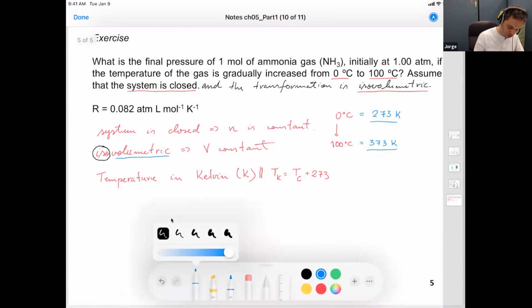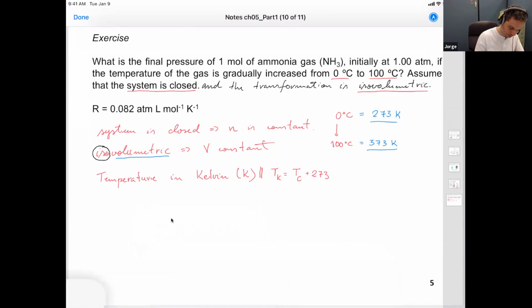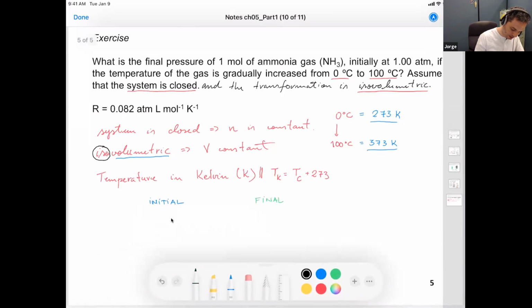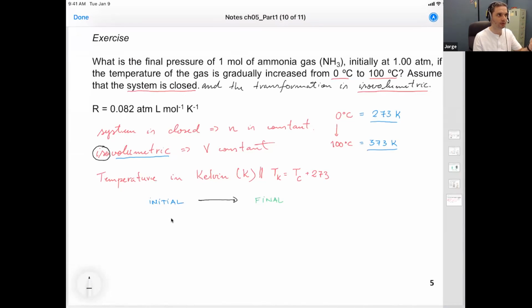So what I'm going to write here is what we have in the initial state and what we have in the final state. Okay, and this here is the transformation that we are looking for.